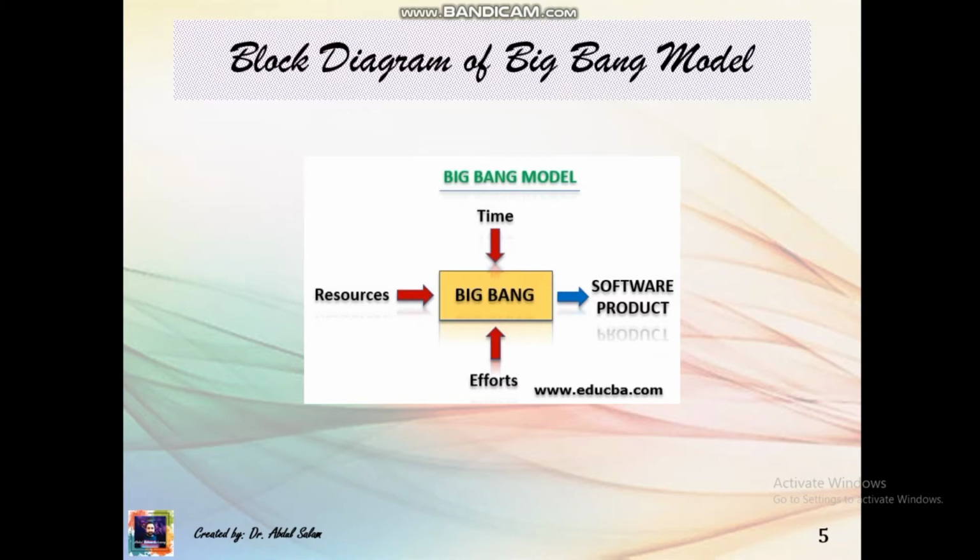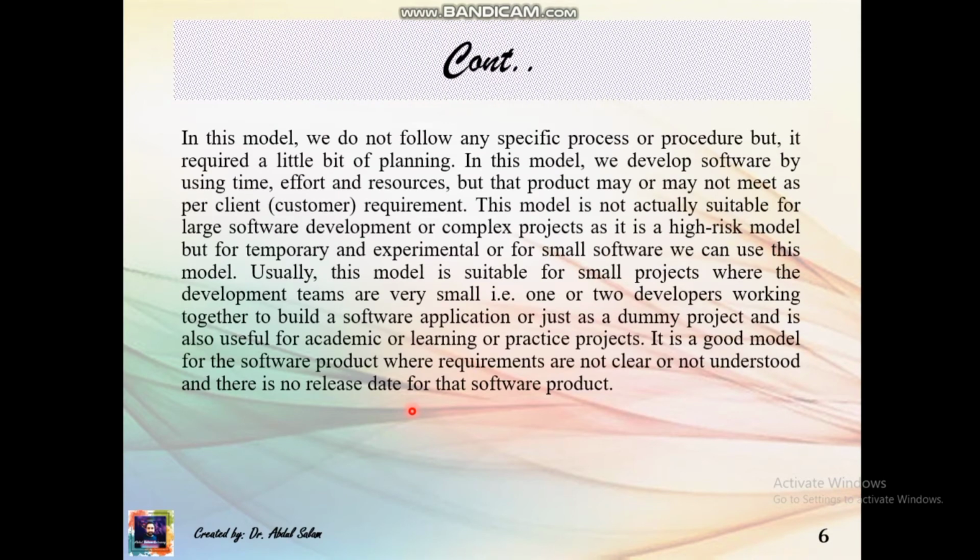Block diagram of the Big Bang model. Here you can see the block diagram, which shows that the Big Bang requires time, resources, efforts, and then we have the software product. In this model, we do not follow any specific process or procedure, but it requires a little bit of planning. We develop software by using time, efforts, and resources. But that product may or may not meet all the client or customer requirements.